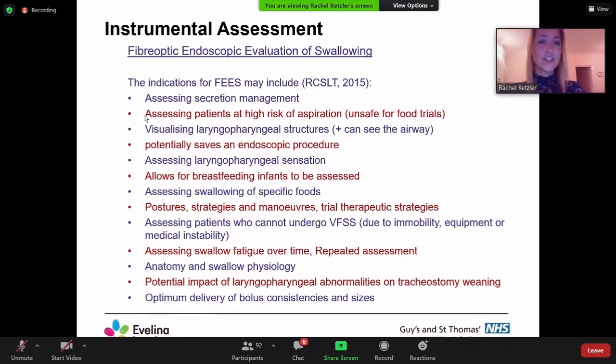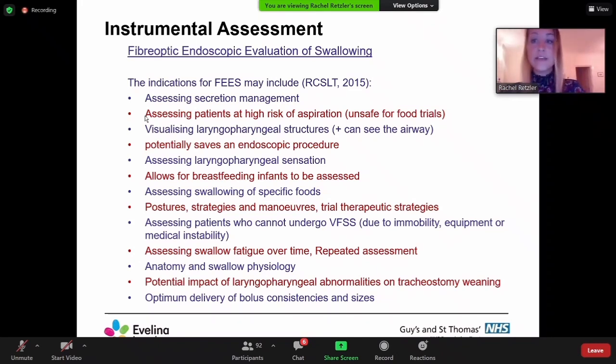During this time, same as in VF, we can look at postures, strategies, and maneuvers. We can assess patients who cannot undergo VF for whatever reason, possibly if they're immobile or due to their equipment or medical instability. And we can assess swallow fatigue over time as well, and most likely do more repeated assessments, as there's no risk of radiation with this procedure. And we can also use FEES as a way to look at anatomy and physiology. In some cases, this can save an endoscopic procedure as well. So there's a lot of benefits here.